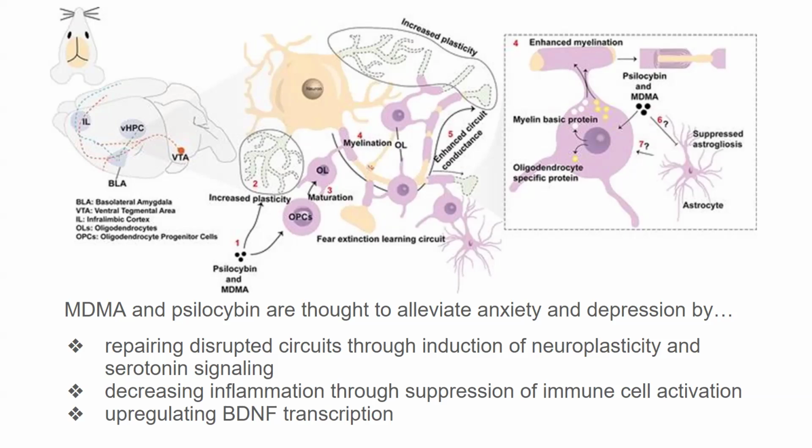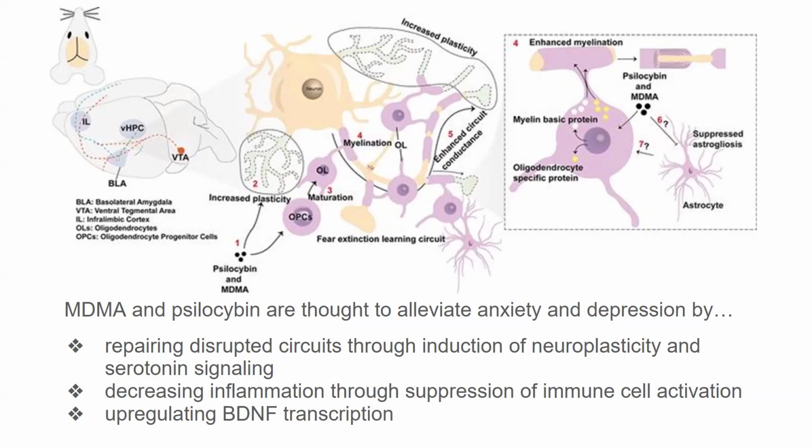They also believe MDMA and psilocybin have effects on the immune system. They believe they decrease inflammation by suppressing immune cell activation, so they decrease pro-inflammatory cytokines or increase anti-inflammatory cytokines. As we know, inflammation is a huge part of mood disorders. It's a big factor in developing them, and it can have downstream effects, like augmenting hyperintensities and cell death. So it's important to find treatments that tackle inflammation.